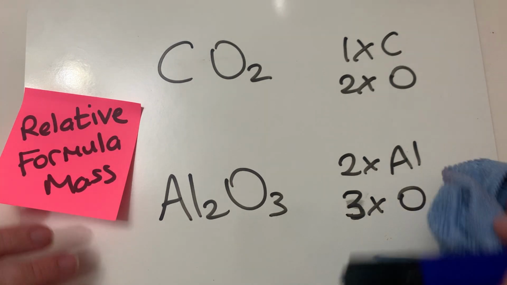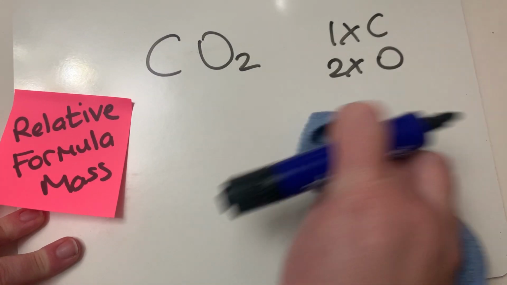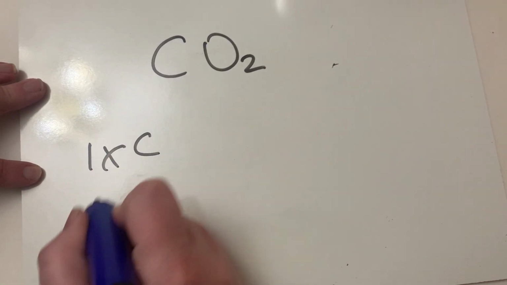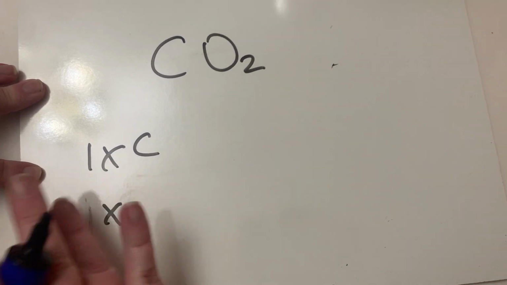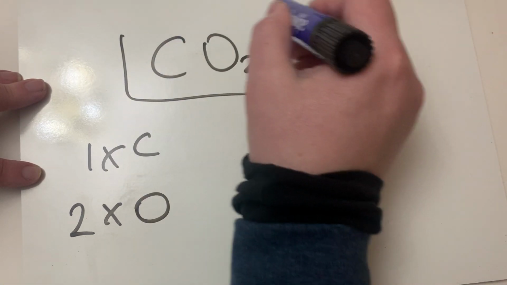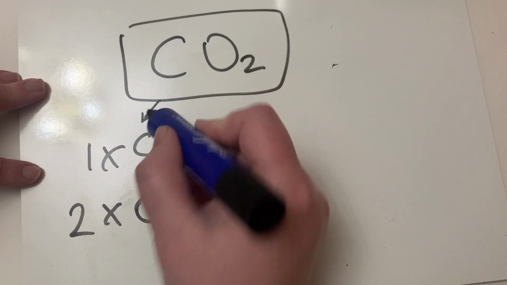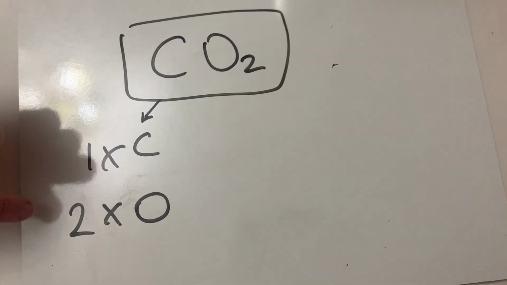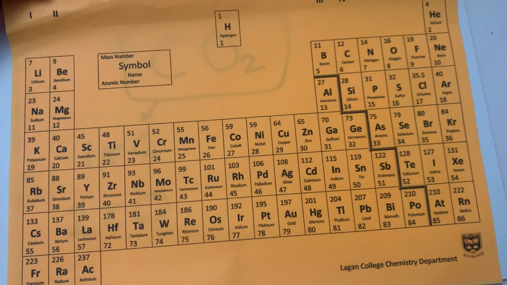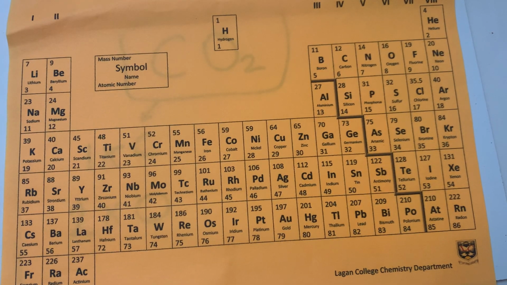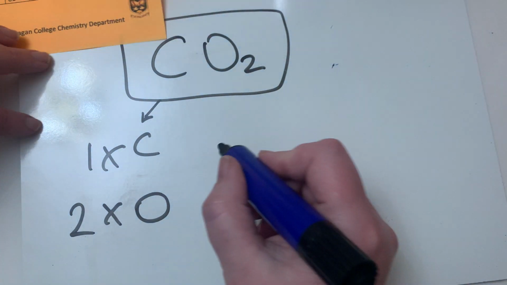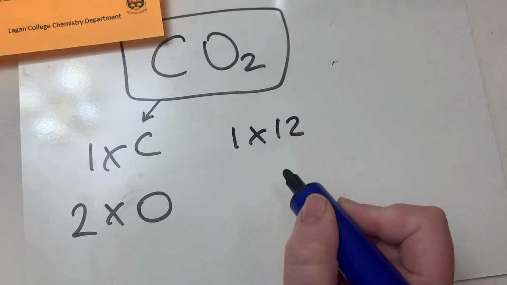I'm going to start with the first one, the carbon dioxide one. And I'm just going to move this underneath so we can show you how, if you set out your working like this, it's easier when you look back to check you haven't made any mistakes. So start with the formula, then we decide what the formula is made of. In this case, 1 times carbon, 2 times oxygen. Then we look at the periodic table and find where those elements are, and find the relative atomic mass for those elements. Carbon's relative atomic mass is 12, so we have 1 times 12 for carbon.